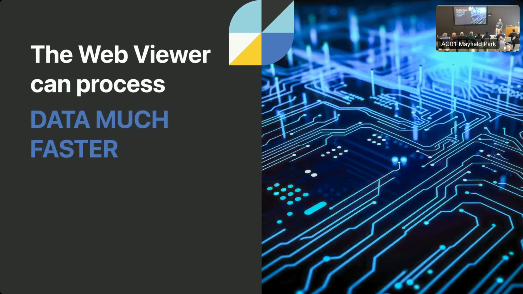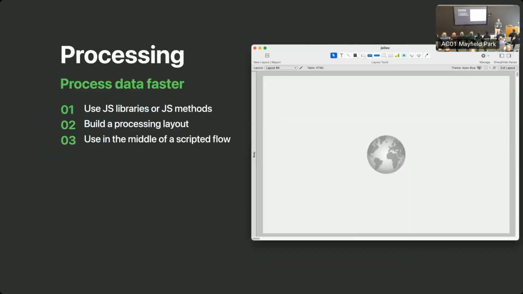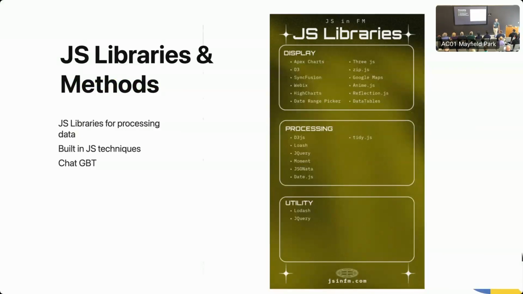The web viewer can process data much faster. So we all know FileMaker can do its best to process data, to process JSON, process anything, any functions. We could probably write a custom function to create the standard deviation of a set of data. But JavaScript can do that already. There are libraries, there are methods out there that give us the ability to process data much faster. I have a couple here in the middle there that are useful. D3JS is one of them.